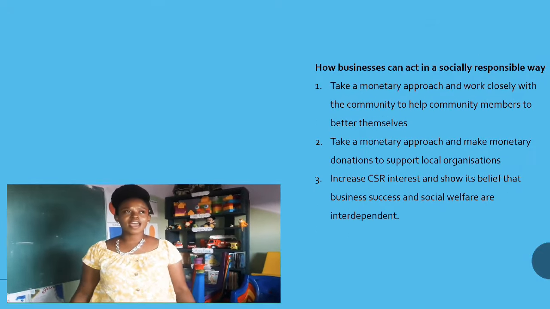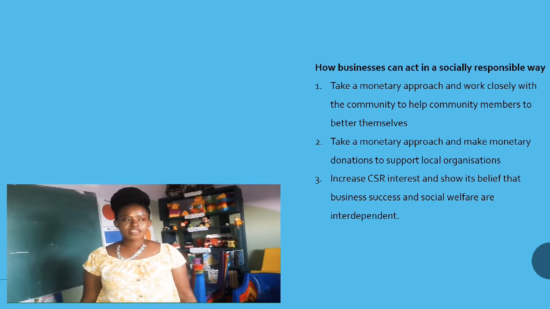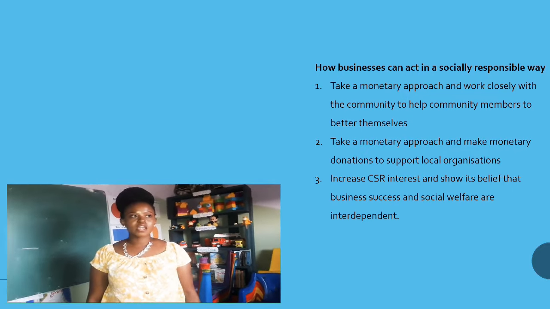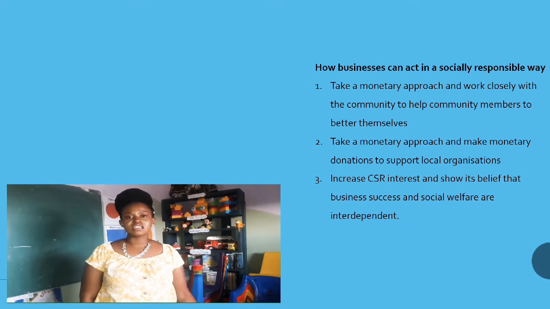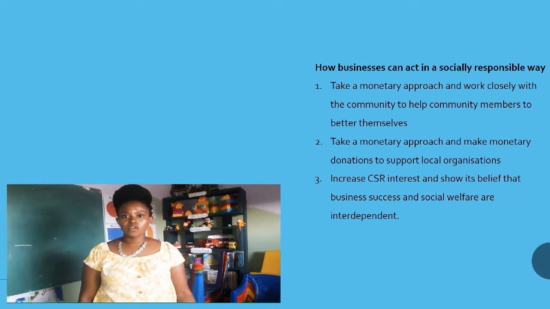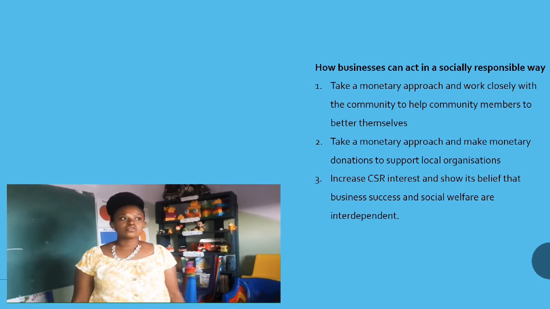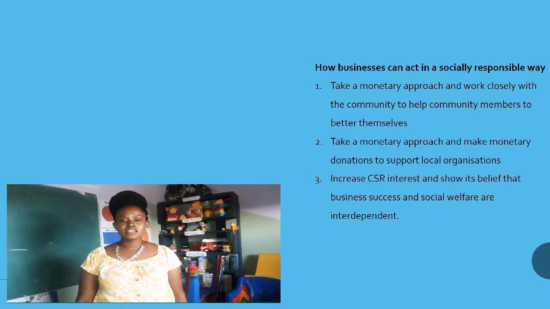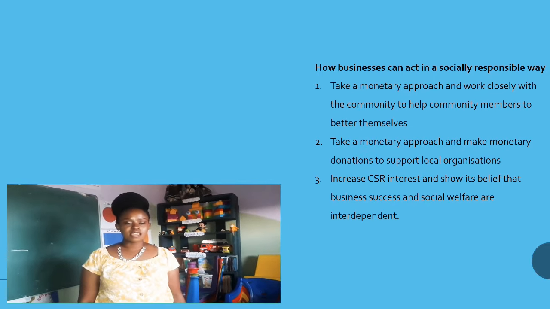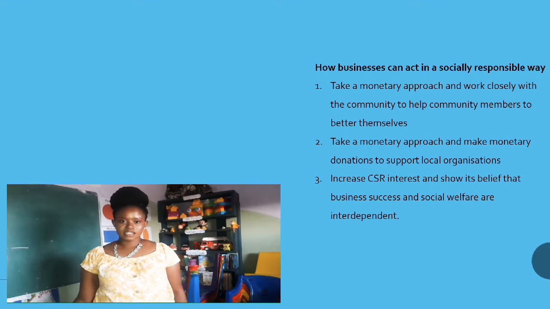So how can businesses act in a socially responsible way? First, they can take a community-based approach. That means that they can work closely with the community, looking at what the community needs. For example, they can invest in a skills development program. They can also take a monetary approach, that is, make monetary donations, probably to schools, to hospitals, to anything that is available in the community. And they can also take an interest in CSR, which shows that a business can be successful as well as contribute to the social welfare of the community.